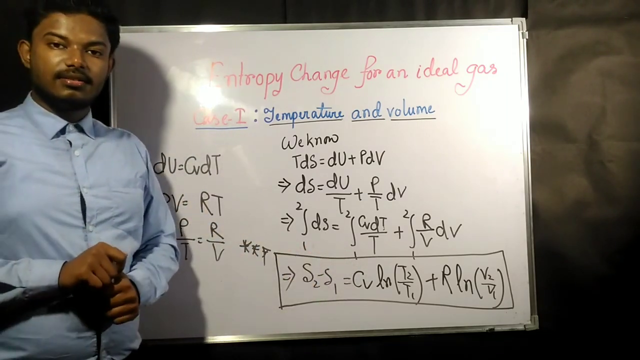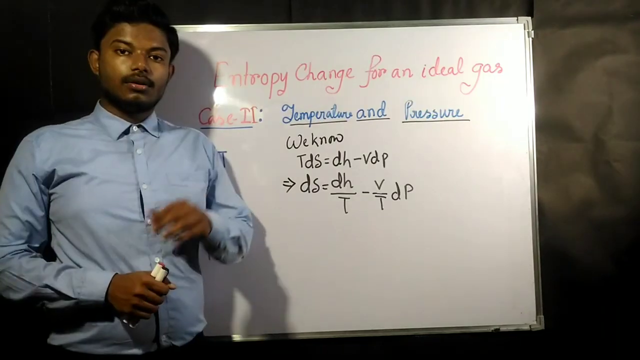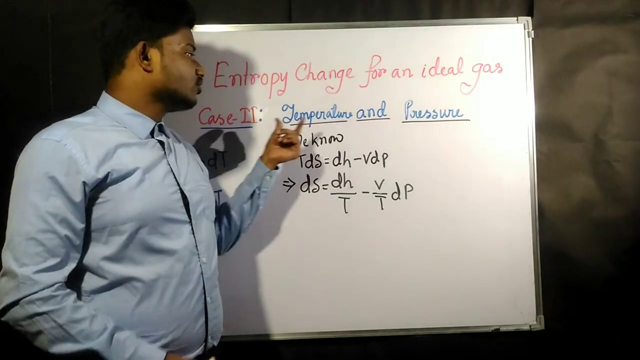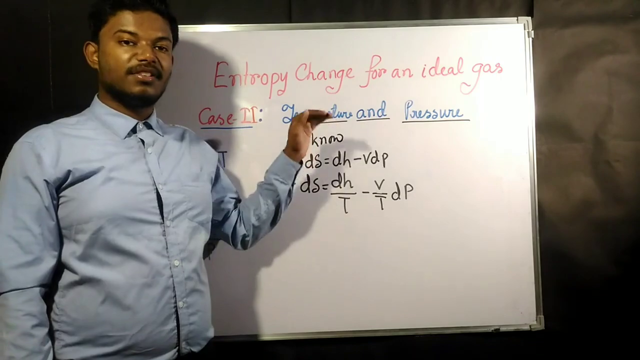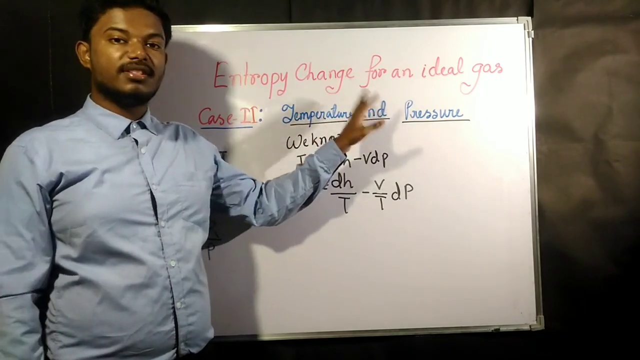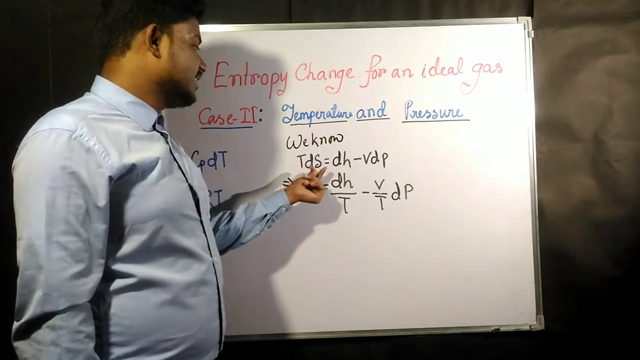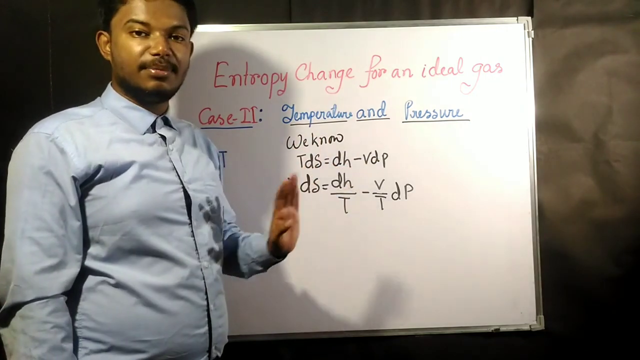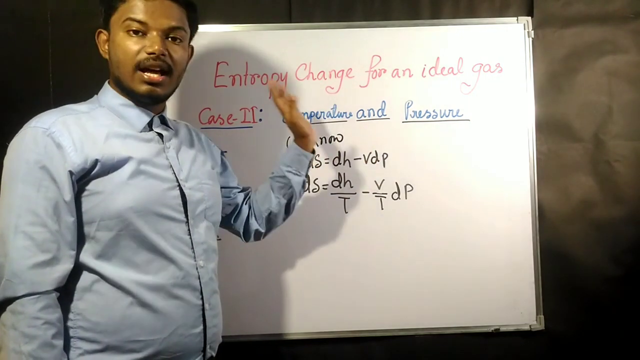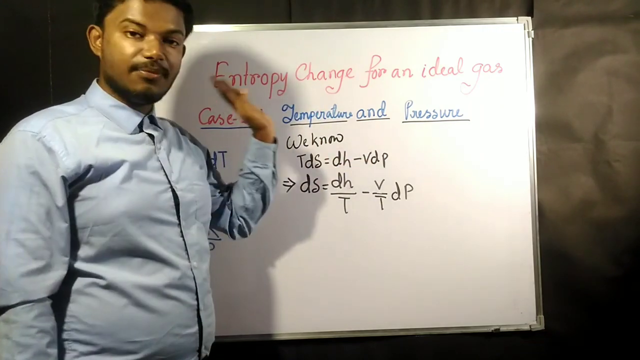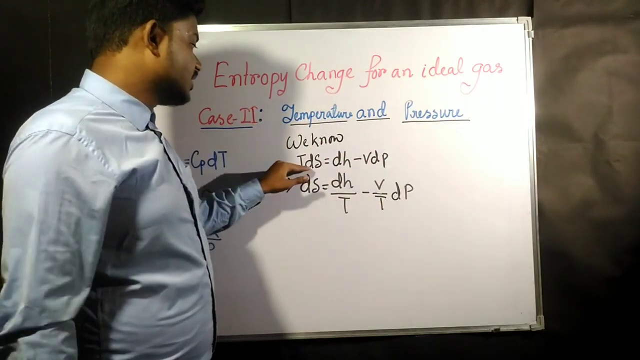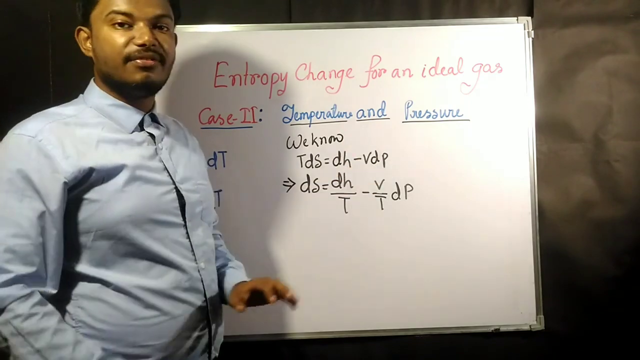So the next case is in terms of temperature and pressure. Previously it was temperature and volume, now it is temperature and pressure. We know that TdS equals dH minus VdP. This is another equation which you found in the last lecture. So TdS is going to be dH minus VdP.